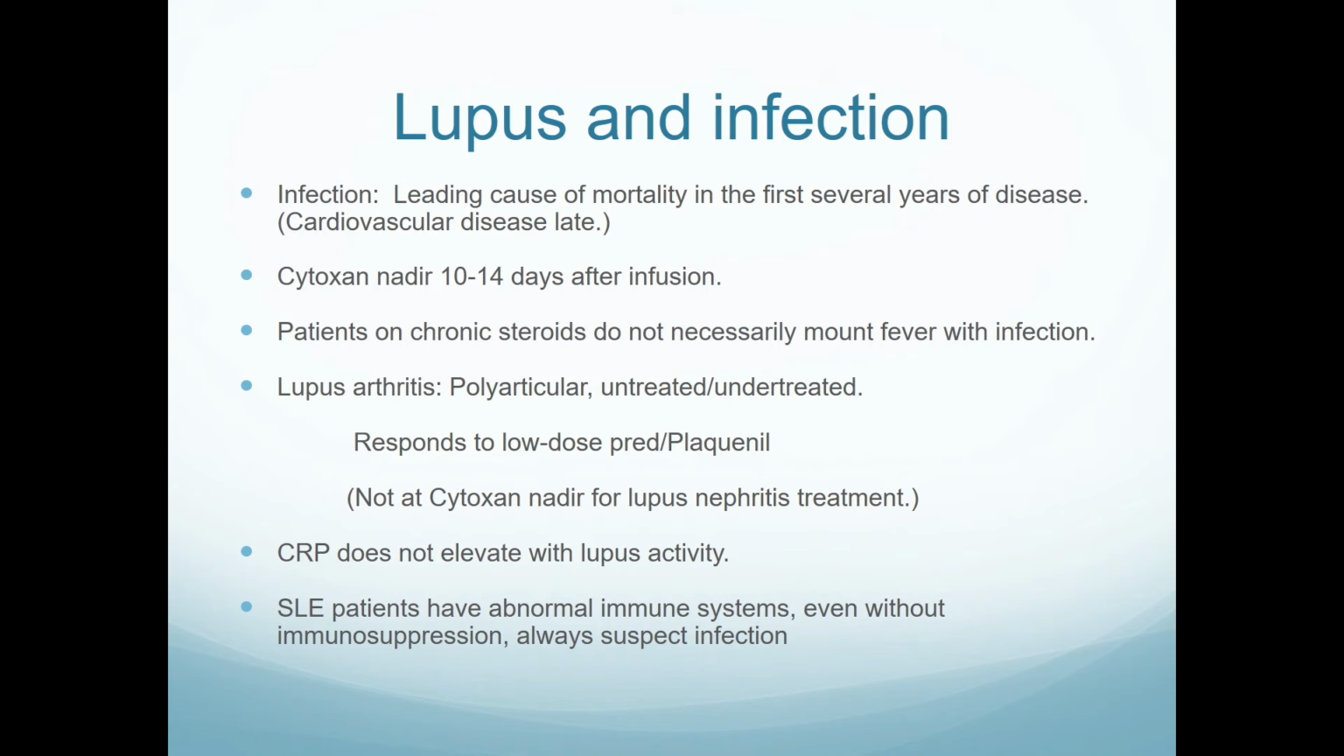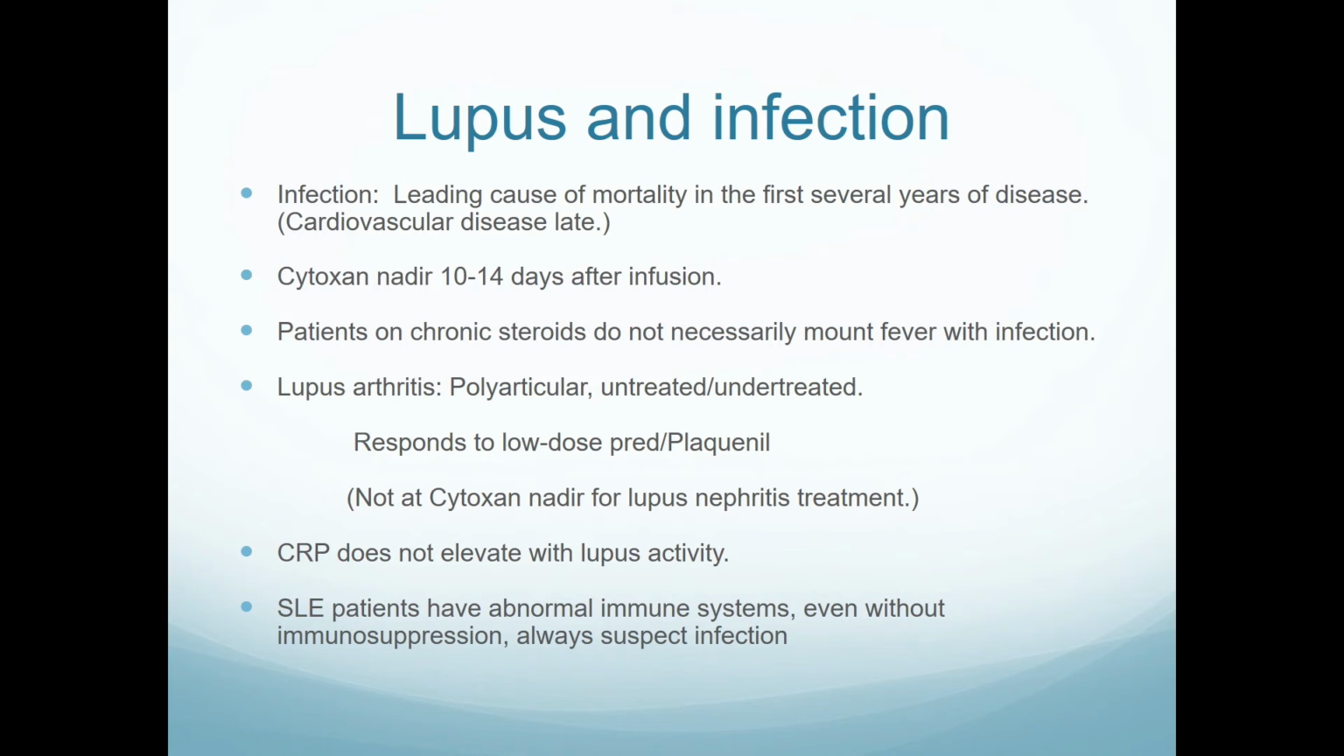Also, what does lupus arthritis look like? It's polyarticular and it's in kids who are untreated. You do not get a single knee in a kid who's on chemo, right? So that's something that is completely atypical for what we would see. Also, a really key point here is CRP does not elevate with lupus activity for reasons that are poorly understood. But if you have a lupus patient whose CRP is elevated, they have an infection.